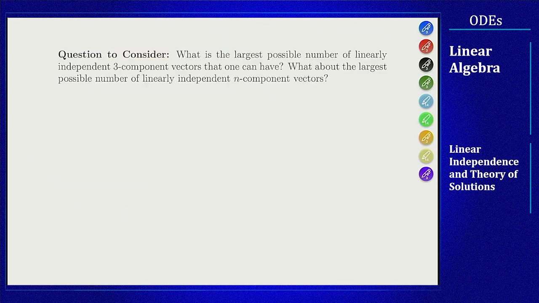So, a question to consider, and try to answer this on your own before moving forward. What is the largest possible number of linearly independent 3-component vectors that one can have? So if I give you a set of 3-component vectors, how many of them can you have that are linearly independent? Not have to be, but is there a maximum on how many you could have and still have them be linearly independent? Once you think about that, think about the same thing for n-component vectors. If I give you n-component vectors for any number n, a single number n, what is the largest number of vectors you can have and still have them be linearly independent? So give that some thought, and then that's going to be the key to going forward to seeing why this idea of independence matters to us so much.